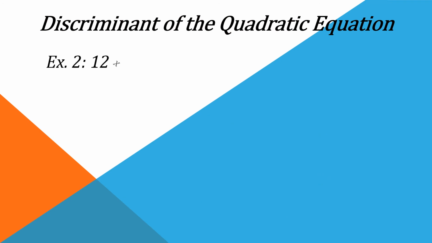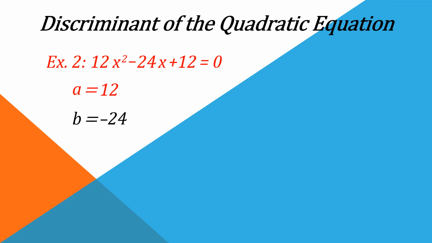And then we have example number 2. 12x squared minus 24x plus 12 is equal to 0. Again, take the values: quadratic coefficient a is equal to 12, linear coefficient b is equal to negative 24, and constant c is equal to 12.